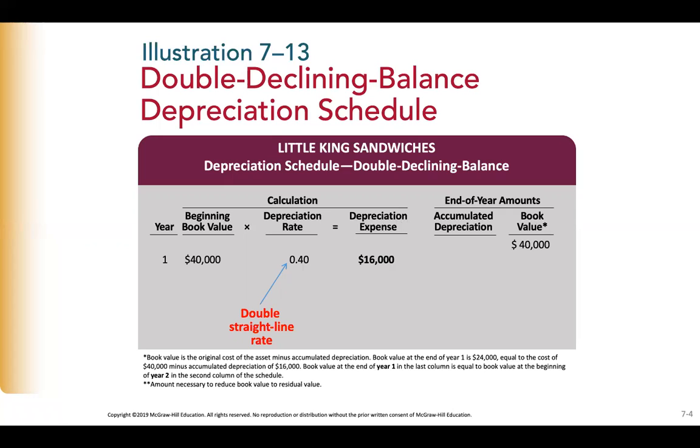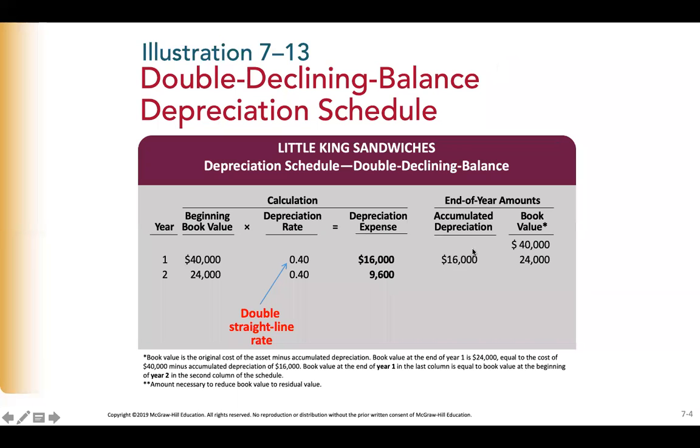Our accumulated depreciation at the end of the year is equal to our previous accumulated depreciation, which is 0, plus the current year depreciation expense of $16,000, which means we have an end of the year book value of $24,000. To start year 2, we bring the ending book value from the previous year down as our beginning book value. That $24,000 is then what we want to take 40% depreciation on. Not the cost, but the book value. $24,000 times 40% equals $9,600.